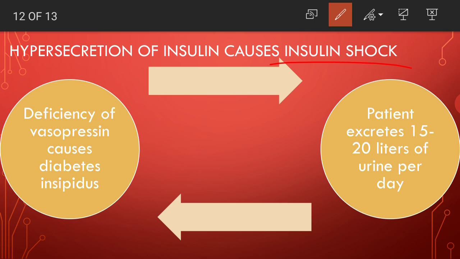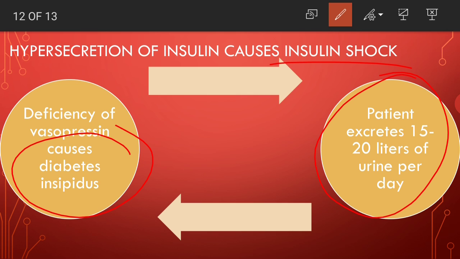Deficiency of vasopressin causes diabetes insipidus. Vasopressin is the hormone that is secreted from posterior lobe of the pituitary, and it is also called ADH, antidiuretic hormone, and this is responsible for the reabsorption of water content from the urine. And deficiency of vasopressin leads to polyuria condition where the patient excretes 15 to 20 liters of urine per day. And this disorder that is characterized by polyuria is called diabetes insipidus. I hope you have understood the difference between diabetes mellitus and diabetes insipidus. Diabetes mellitus is caused by the deficiency of insulin, whereas diabetes insipidus is caused by the deficiency of vasopressin.